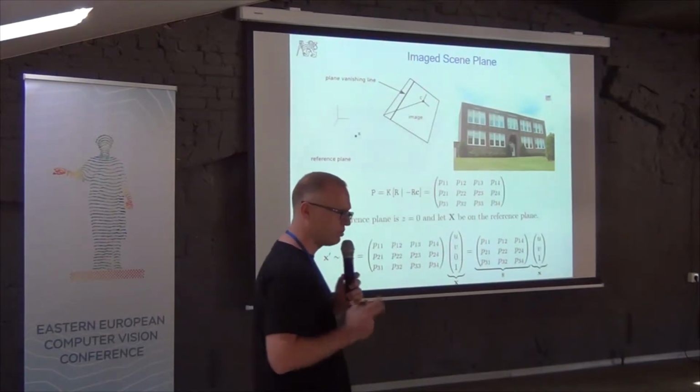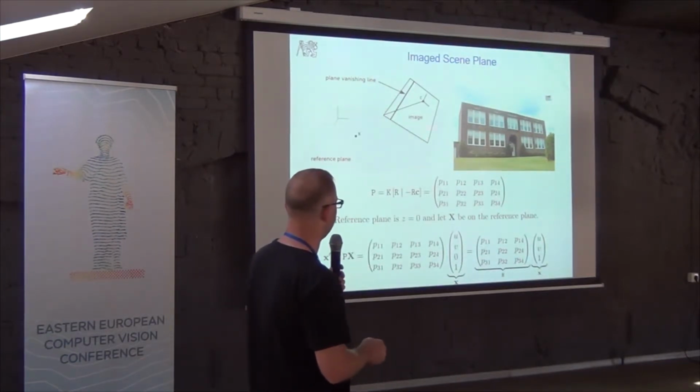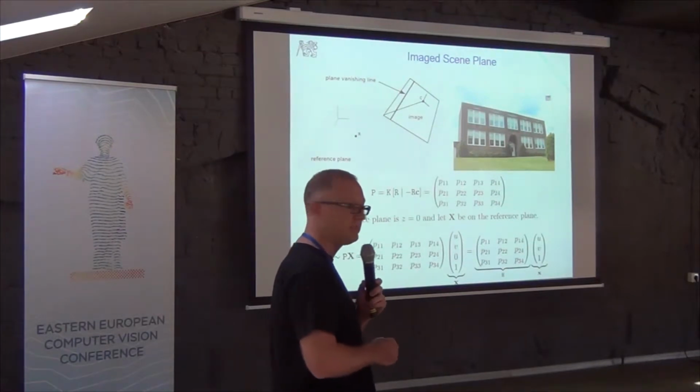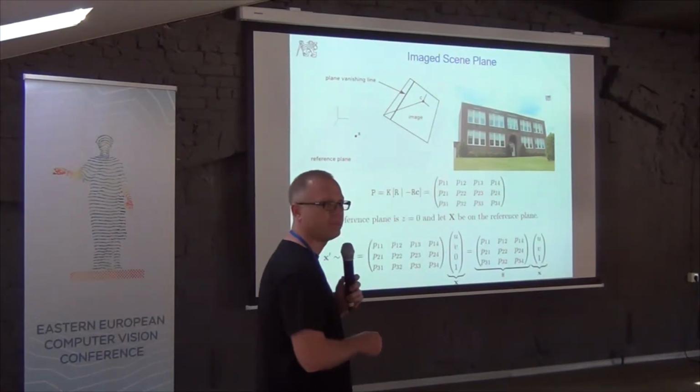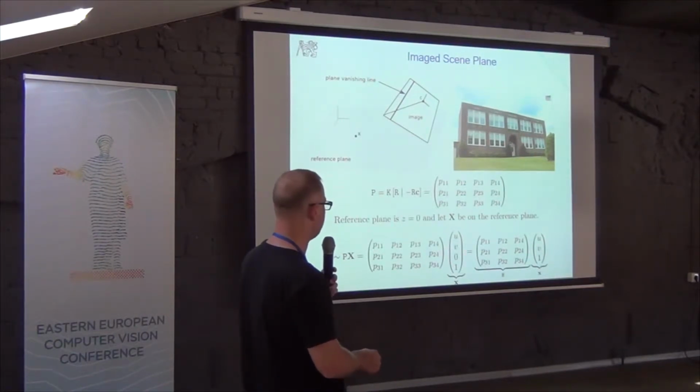But here we have a special case, and this is very important, because we have a scene plane, and so we can just say that the points that we're interested in are on the scene plane. So we can say that the z coordinate is 0. So for example, here z equals 0. So in the reference plane, we have this coordinate being 0.